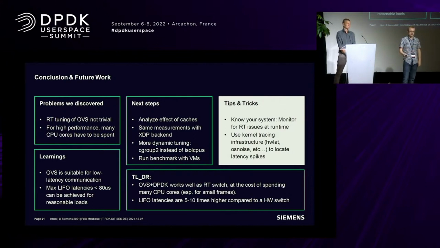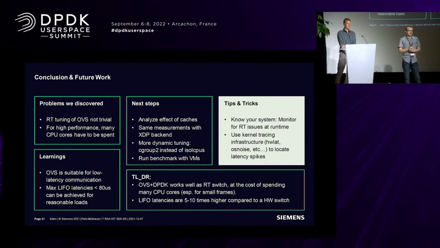The next steps for us are to analyze the effect of the OVS caches, like the megaflow cache or the exact match cache. Also do the same measurements with the XDP backend of OVS. Then maybe do some more dynamic tuning, like getting rid of this isolcpus kernel command line parameter, but use cgroups instead. Run the benchmark with VMs, but connecting VMs to a hardware switch system is somehow not so easily possible.